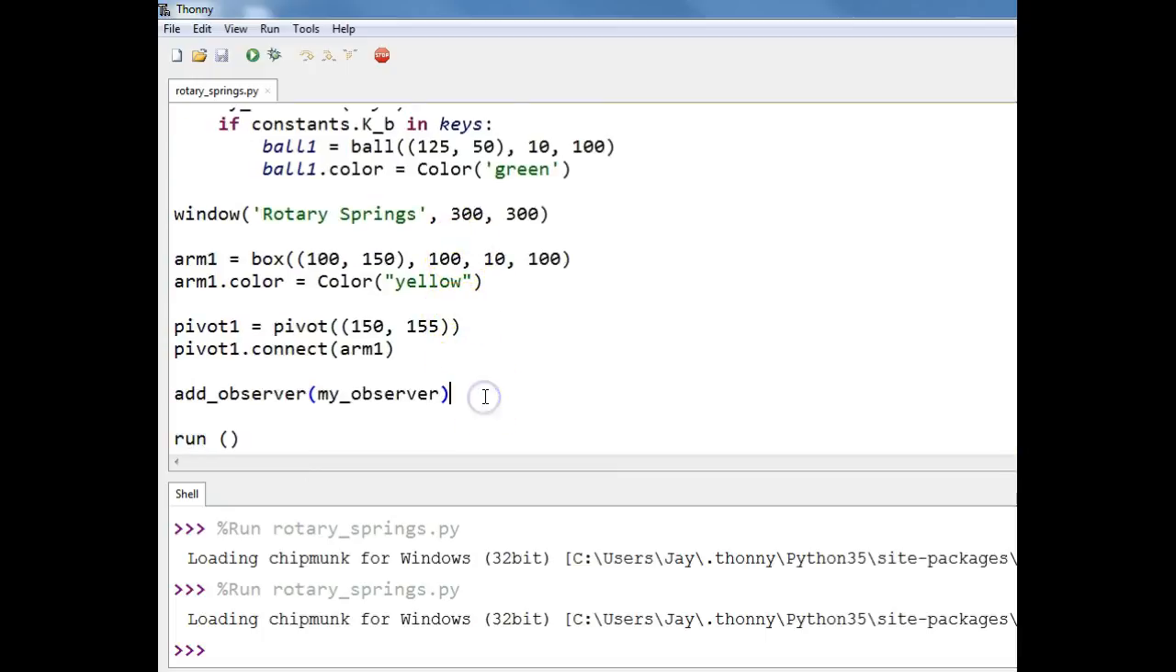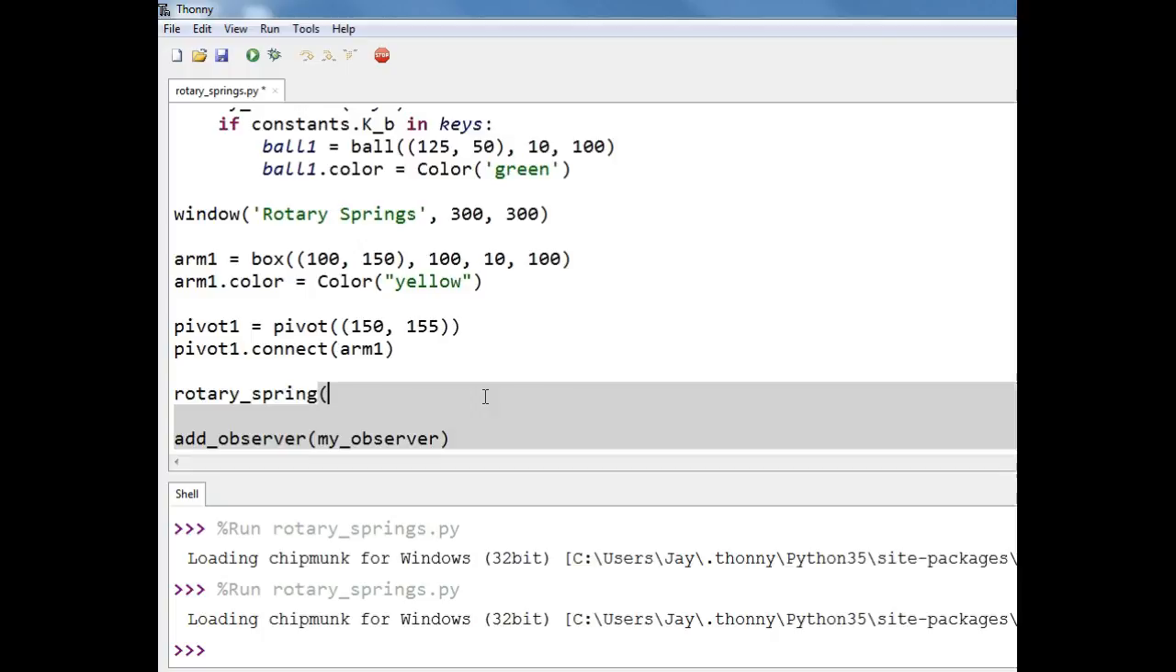So what I want to do now is add a rotary spring. Now you can think of a rotary spring as the same thing as a regular spring, but where a regular spring worked in the direction of gravity, a rotary spring works based on angular direction. So a rotary spring has two shapes. So I'm going to do the arm and the pivot. And it has a certain angle that it wants to keep those two shapes at, the relative angle between them.